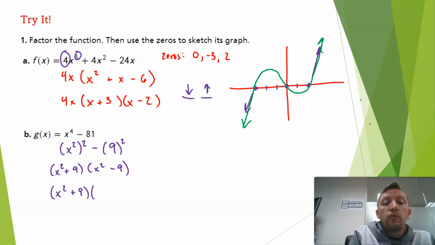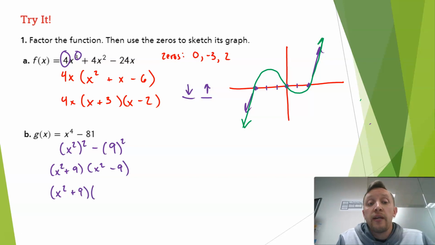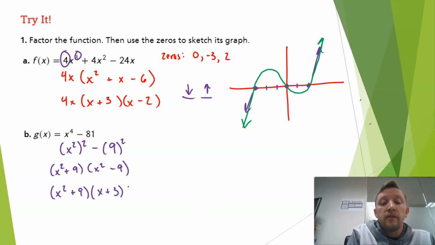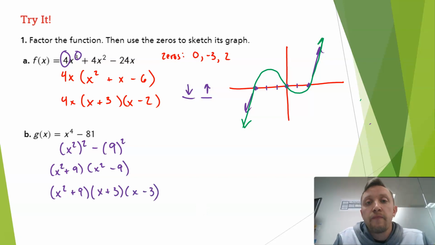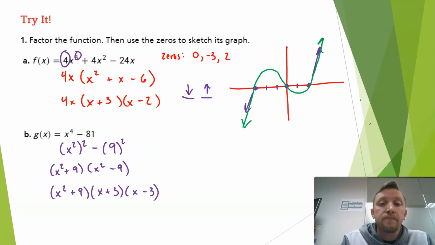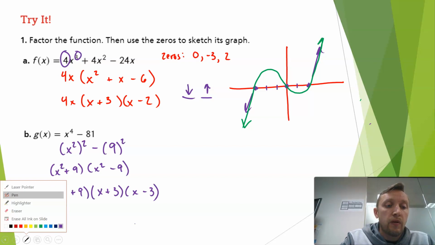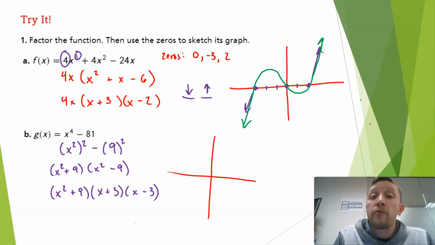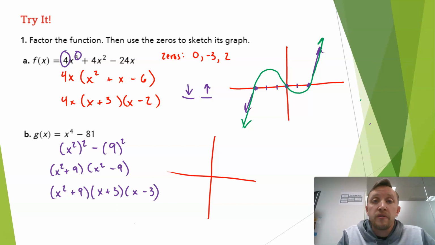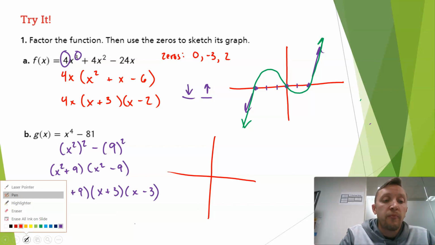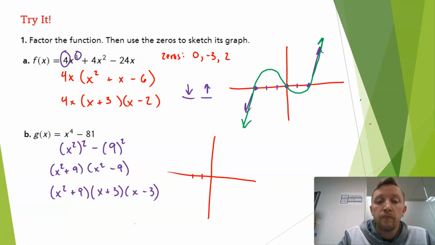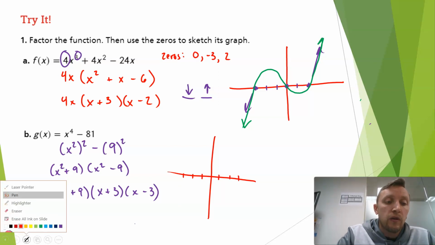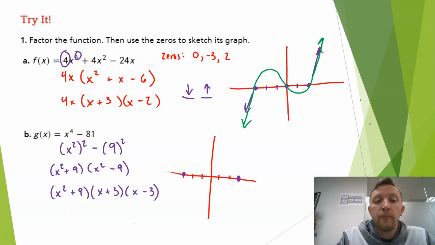How do I know that? Well, I could square x and get x squared. I could square 3 and get 9. So this would be the same as x plus 3 times x minus 3. Now, when I go to do this one, draw my axes here. So my x-intercepts, now if I set x squared plus 9 equal to 0, if I look for those zeros, we're going to get imaginary numbers. Okay, so those are going to be what we call complex zeros. So those we're not going to use right now. But the x plus 3 and x minus 3, those would be actual x-intercepts. So I'm going to plot those. So I put one at negative 3 and another one at positive 3.